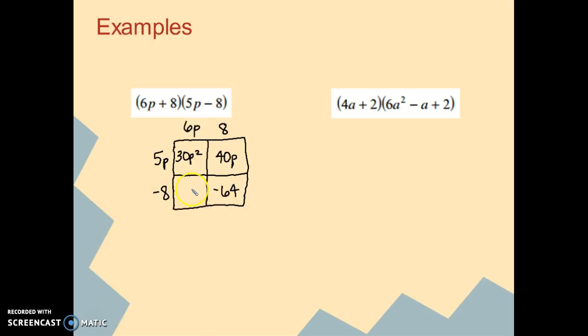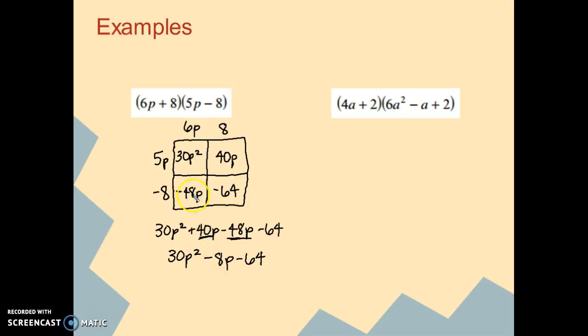And then this bottom left box is negative 8 times 6p, so that's negative 48p. So now I found the area of each of these individual boxes. So to find the area of the whole thing, I'm just going to add them all up. So I have 30p squared plus 40p minus 48p minus 64. I have like terms at 40 and negative 48p. So when I combine those, we get 30p squared minus 8p minus 64.